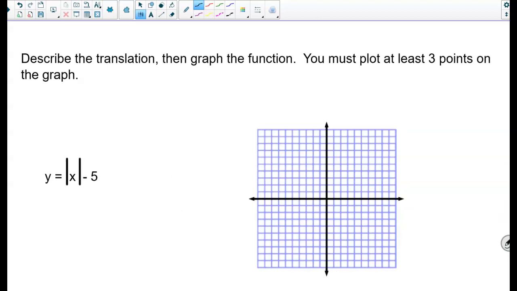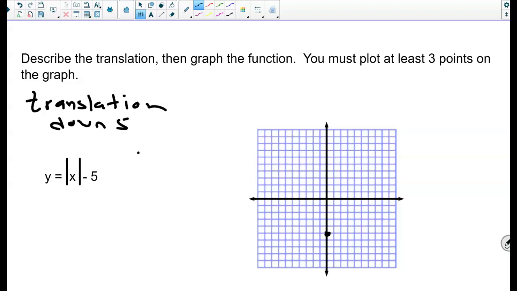1. They want to know first how this graph is translated. Translation is simply down 5. That's the translation. Okay? There's no movement along the x-axis. We're just going down 5. 1, 2, 3, 4, 5.